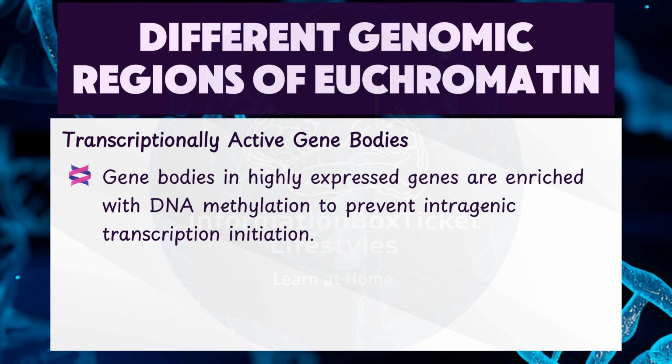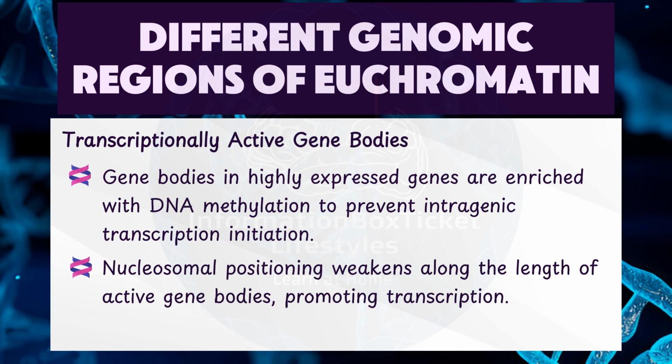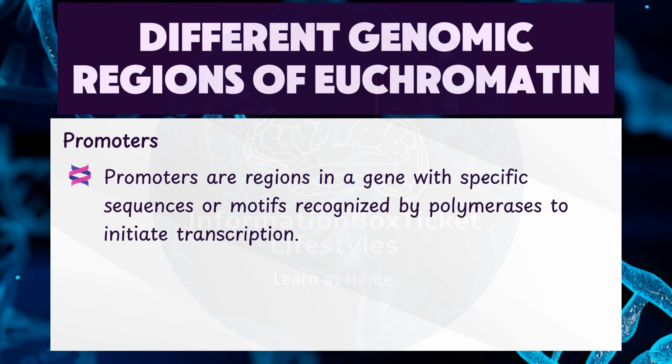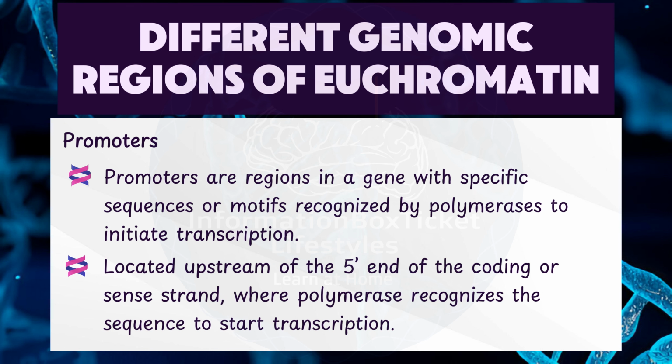Gene bodies in highly expressed genes are enriched with DNA methylation to prevent intragenic transcription initiation. Nucleosomal positioning weakens along the length of active gene bodies, promoting transcription. Promoters. Promoters are regions in a gene with specific sequences or motifs recognized by polymerases to initiate transcription, located upstream of the 5' end of the coding or sense strand, where polymerase recognizes the sequence to start transcription.